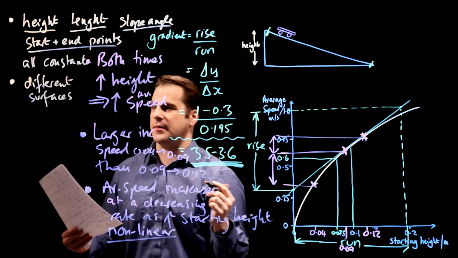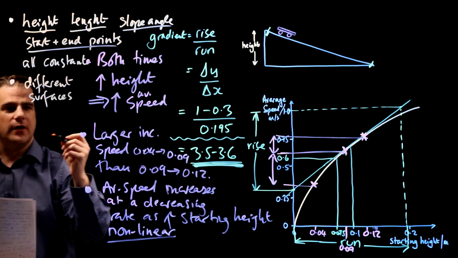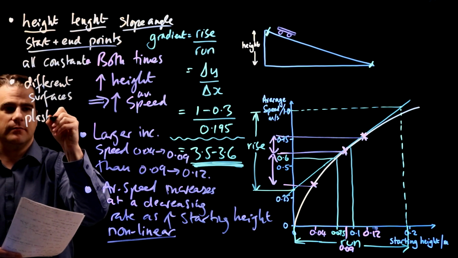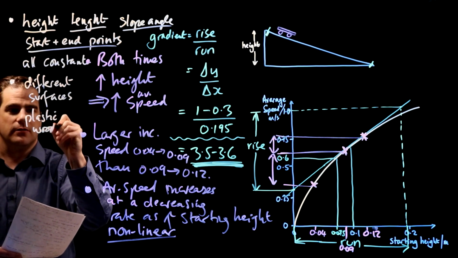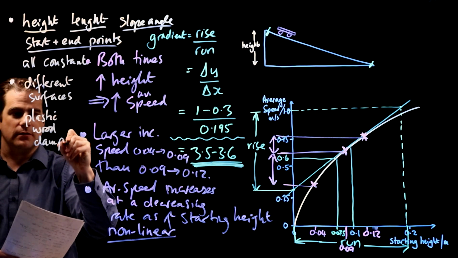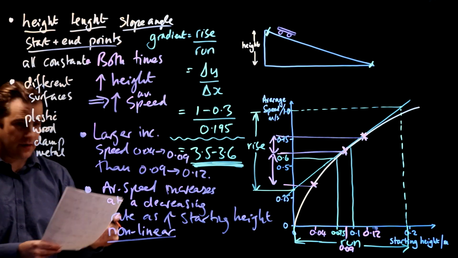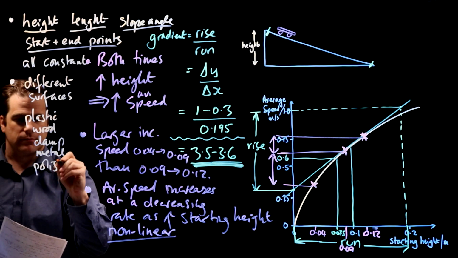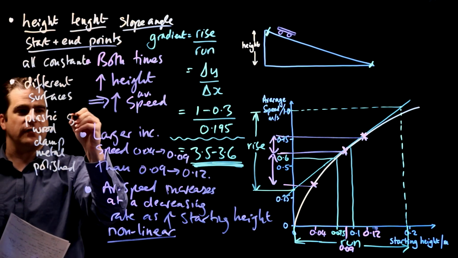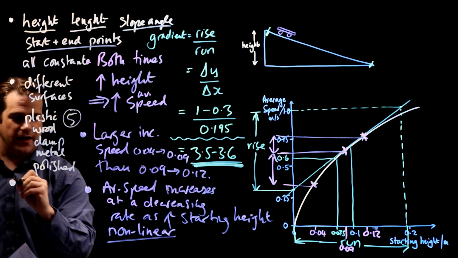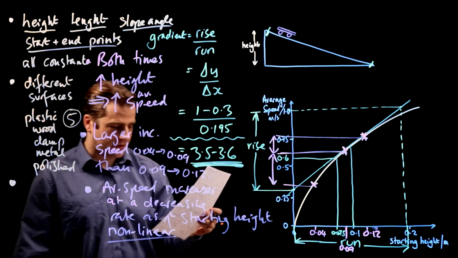That's the whole idea of the experiment. You could have, what could we have? You have a plastic one, maybe, a wood one, a damp one, a metal one, and a polished one. Okay, that's 5 different types of surface. What else? I'm running out of space here. Okay.